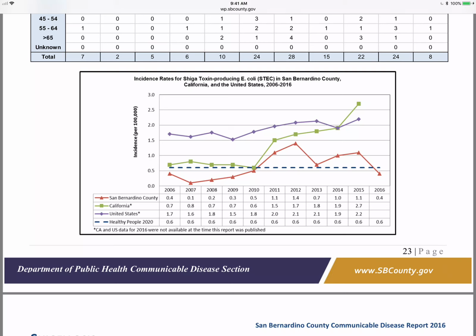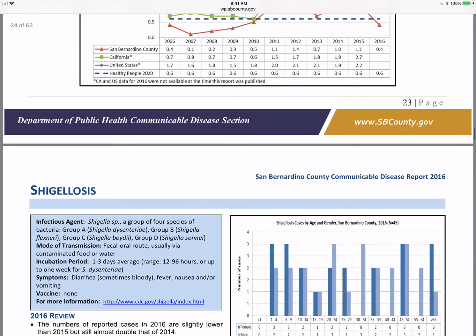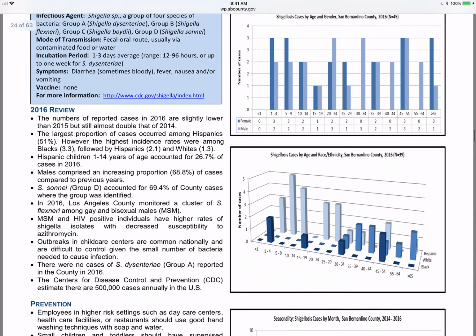So we have to have a denominator that gives us a common ground when we're comparing across different groups like that. So let's take a look at a few more of these.